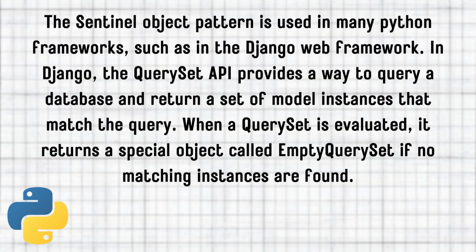The Sentinel object pattern is used in many Python frameworks, such as in the Django web framework. In Django, the QuerySet provides a way to query a database and return a set of model instances that match the query. When a QuerySet is evaluated, it returns a special object called EmptyQuerySet if no matching instances are found.